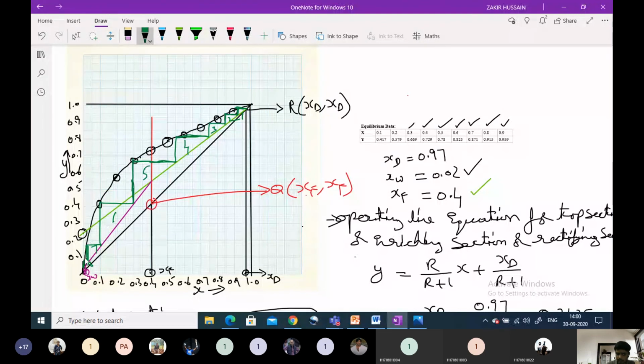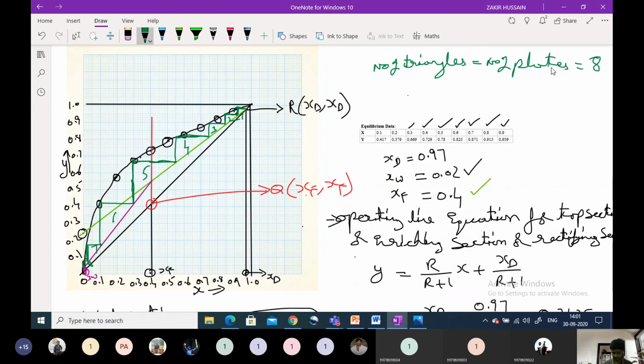Okay, now you have already drawn your triangles. So all these triangles are up to 8. It will be counted. When you draw on your physical graph paper, you will come to know the true triangles. I am just drawing it as a rough. So you can say the number of triangles is equal to the number of plates, which is equal to 8. We already defined that N is equal to 8, the number of plates.